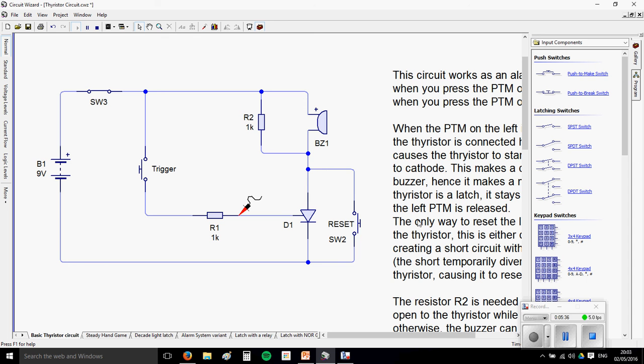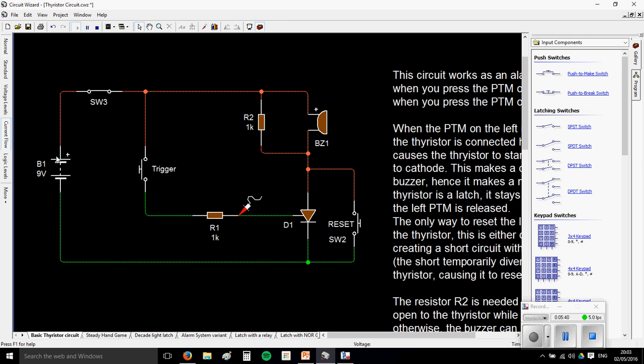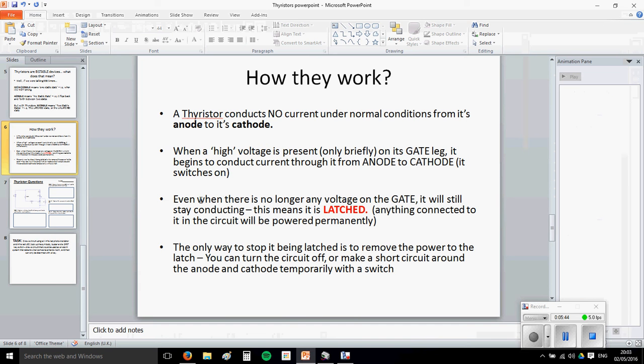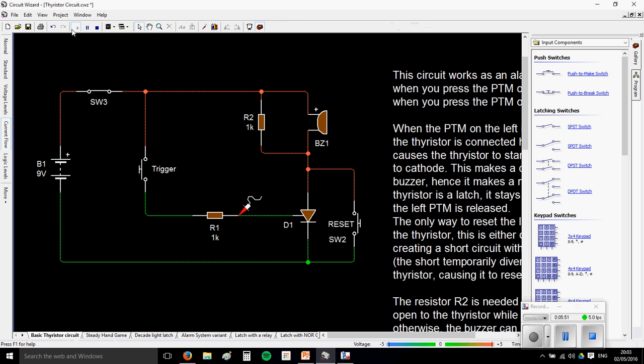Okay, to show you what's going on then, let's look at current flow first of all. What a Thyristor needs, and this is back to the PowerPoint, under normal conditions it does not conduct from its anode to its cathode. Here we go. I'm pressing play. Under normal conditions there is nothing going through the Thyristor. I've got red, which means voltage here, and green, which means 0 volts there. I've got no flow, if you like.